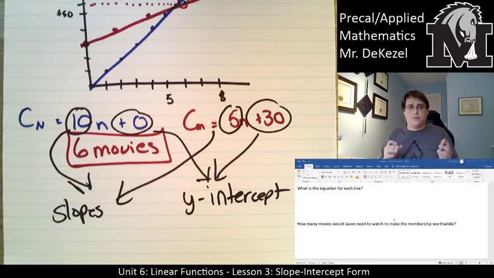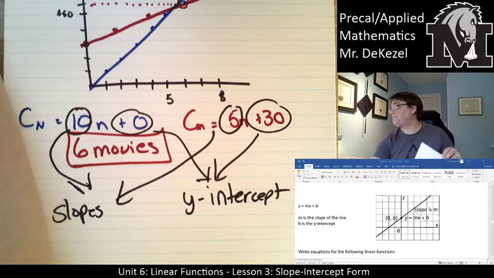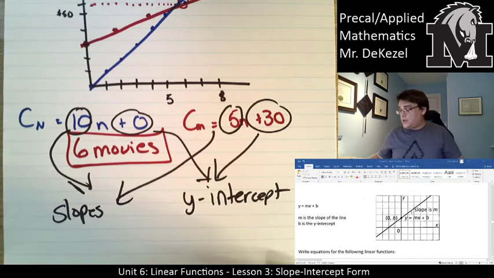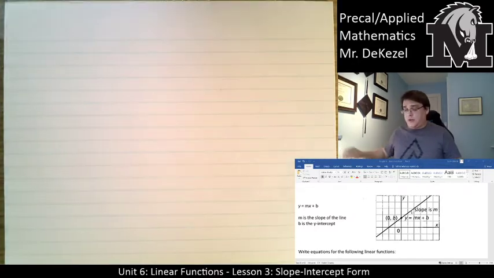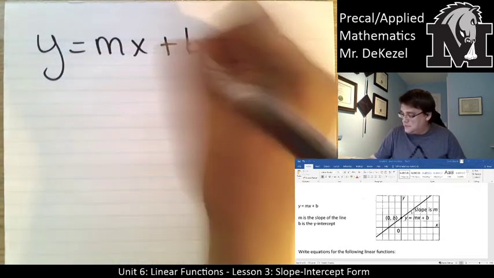So just from looking at these lines and the way that we built the equations, we can pick out what the slope and what the y-intercept is. And we can use this principle to apply it, not just to word problems, but to regular lines that you're given. Let's go to the next couple of examples here. So we are given a new type of equation, and I'm going to say it a lot. It is y equals mx plus b.